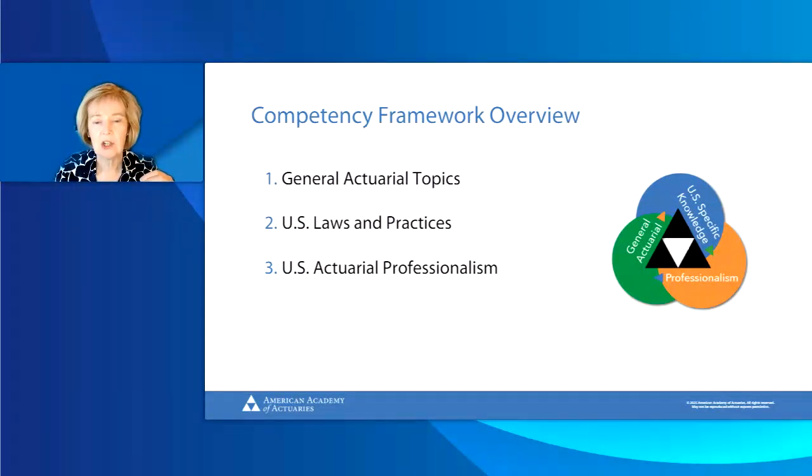For most applicants, there will be some work to do here to demonstrate that you've achieved the level of knowledge, be it basic understanding or foundational knowledge, for the laws and regulations that apply to your specific area. So you first identify what laws and regulations apply to your specific area, then you need to determine if you've achieved the required level through exams or experience. And then the final is the US actuarial professionalism.